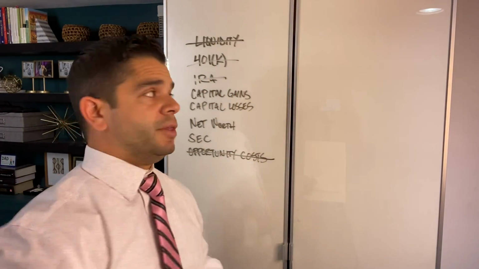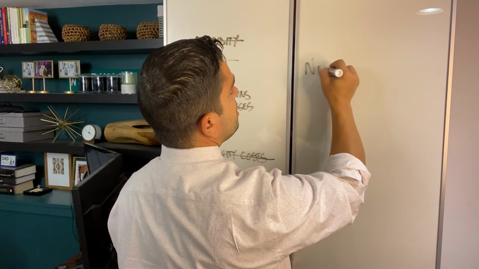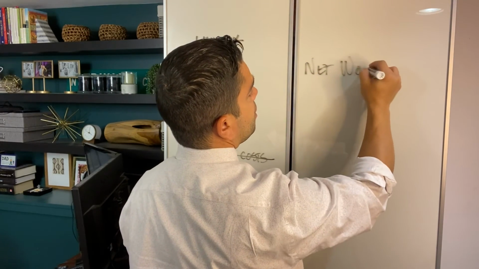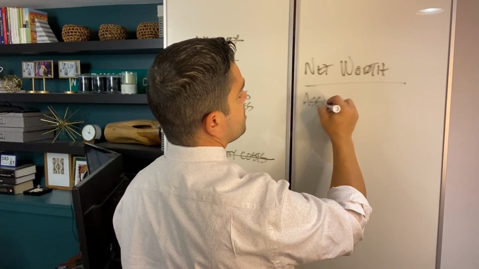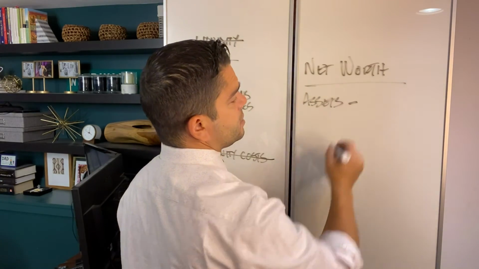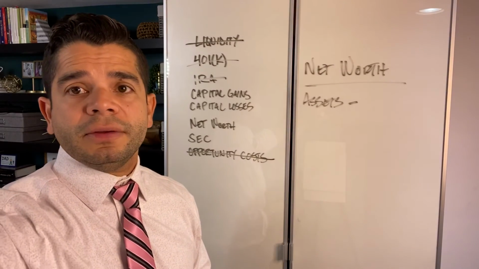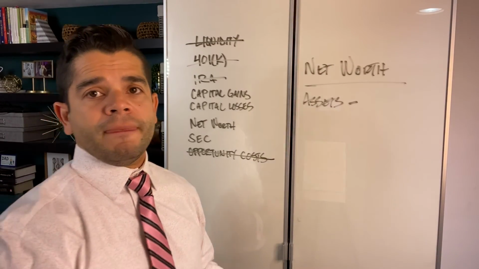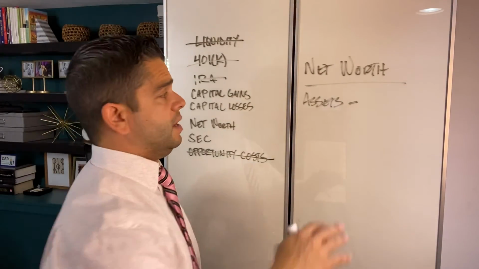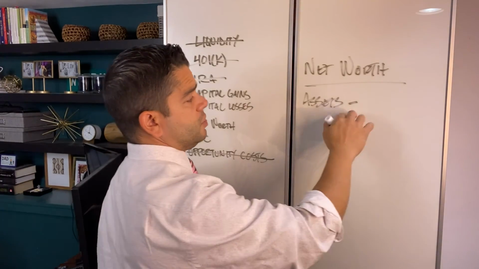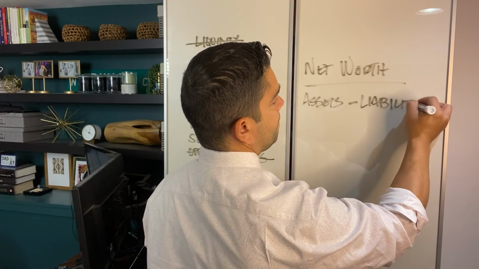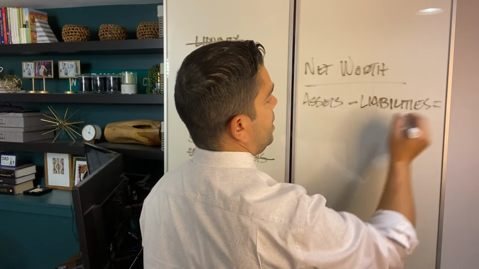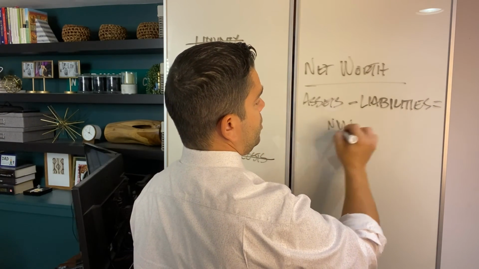Now let's look at net worth. Net worth is easy. We've covered this before. If you want to figure out your net worth, you're going to take your assets, the value of your assets, you're going to subtract your liabilities, and that equals your net worth.